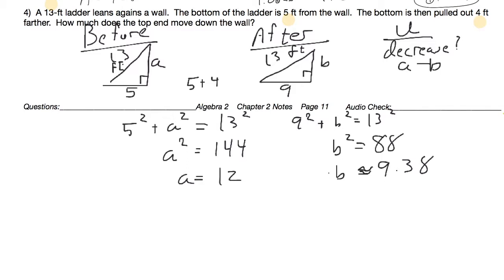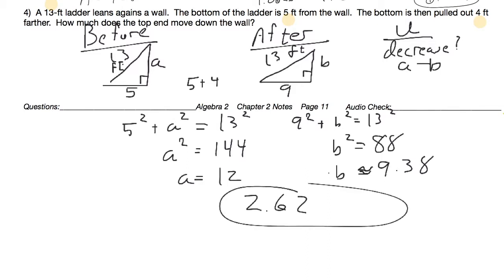So A minus B, in the end, is, using a calculator, approximately 2.62. 2.62 what? Feet. That's how far the ladder decreased in height.